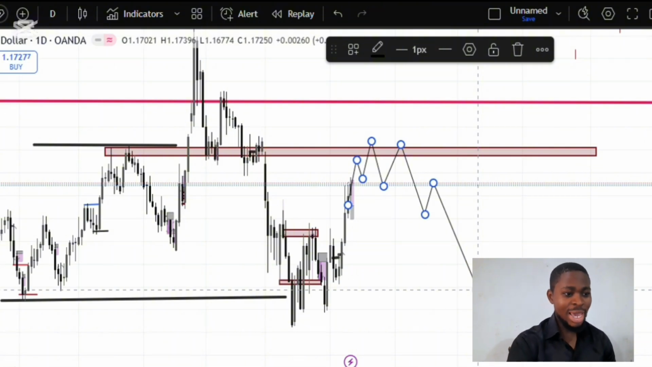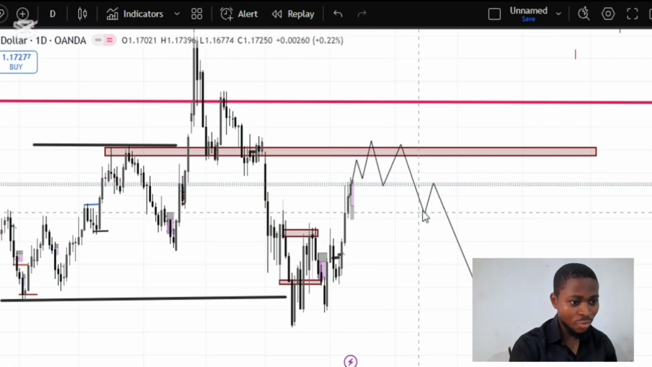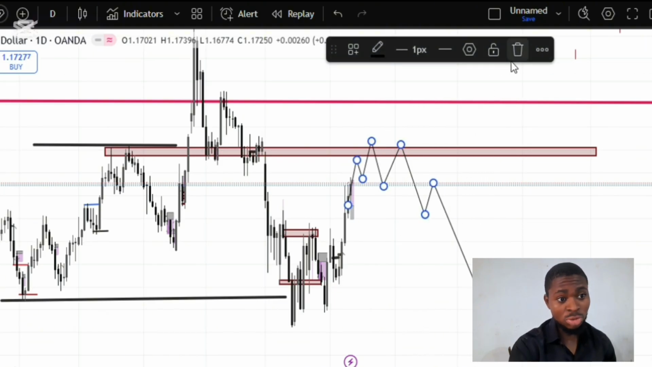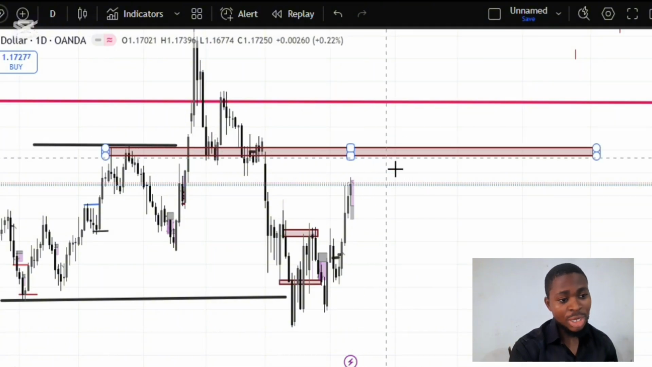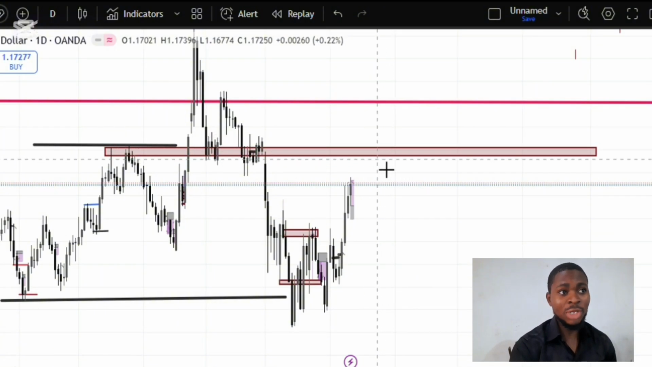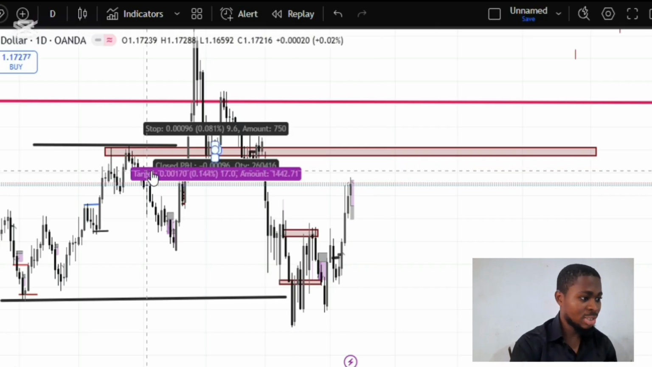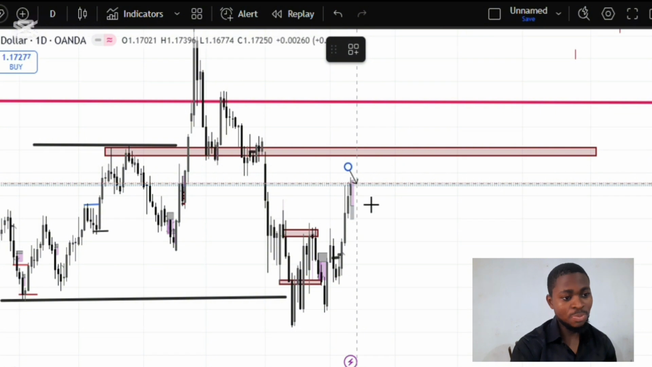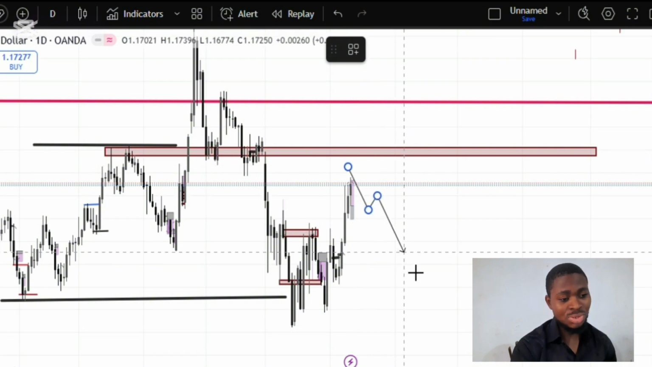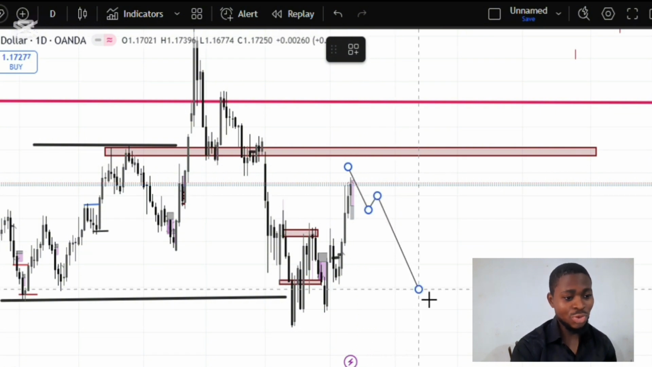So on Monday, expect price to continue going up for a short bit, probably for the whole Monday. Expect price to get to this area right here, this resistance area. Then expect your reaction for half of Tuesday before price continues to fall, before you see a push down. So this is what we're expecting for Euro USD.